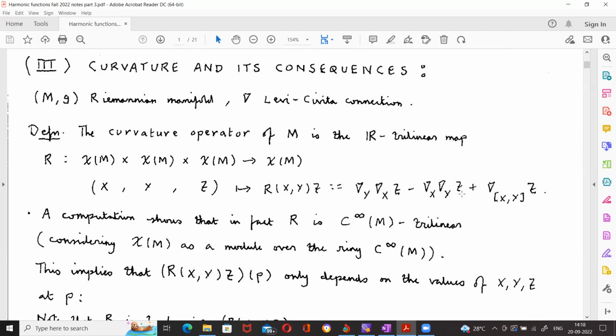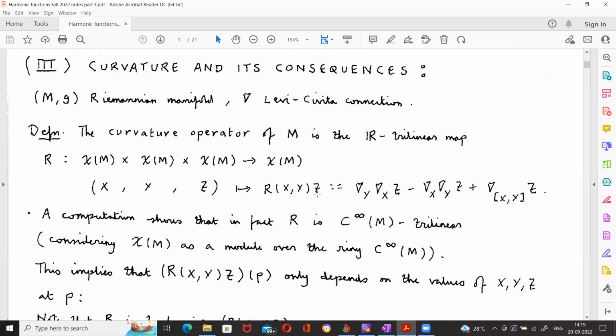Now, the point of this nabla bracket XY of Z term is that with this term, this map R becomes C infinity(M) trilinear. That means if I multiply any of X, Y, or Z by a function f, then that function f will come out. This will become f times R of X, Y, Z.